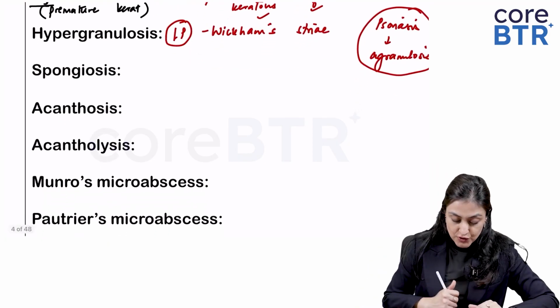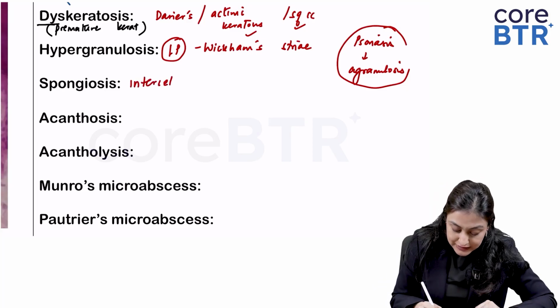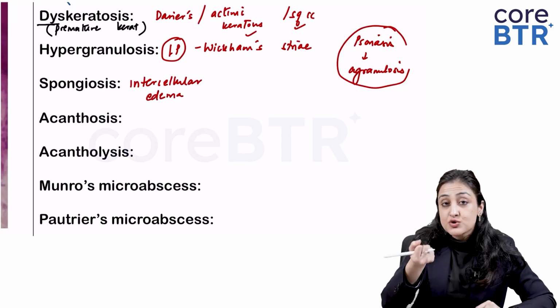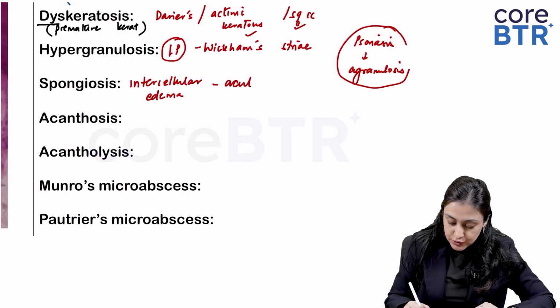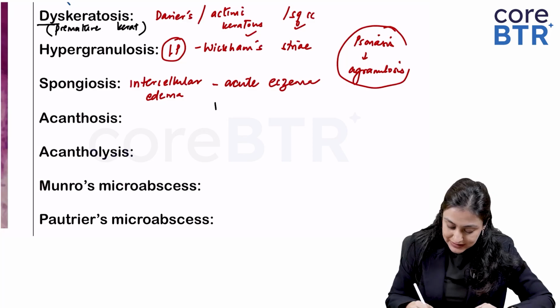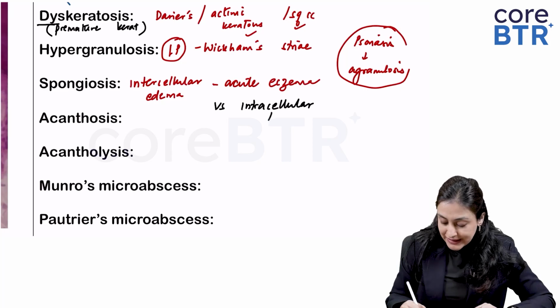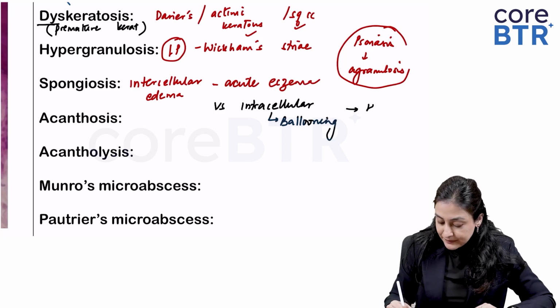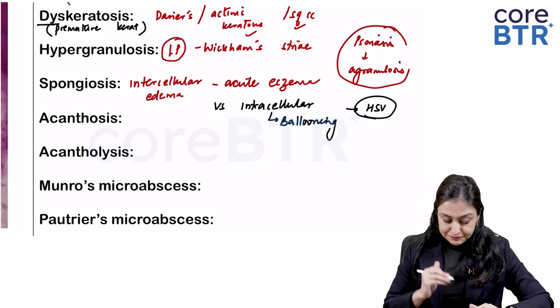Then we have spongiosis. Spongiosis is intercellular edema. So edema between the different cells is called spongiosis. Sponge absorbs water, right? So this is intercellular edema, which is seen in acute eczema. The only important part here is don't mix it with intracellular edema. Where did we discuss that? So intracellular edema is called ballooning of cells, which was seen in herpes, right? So that's HSV. So intercellular is eczema.